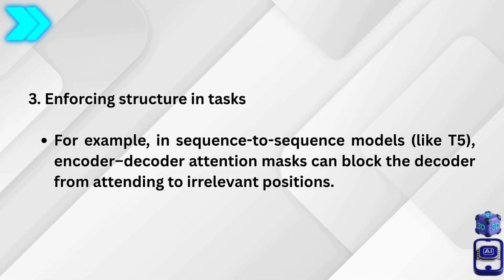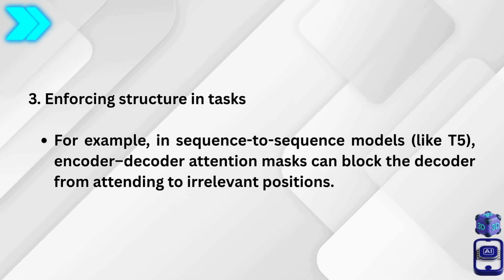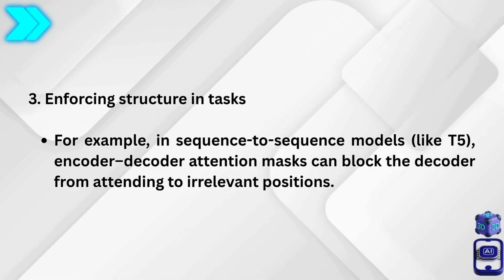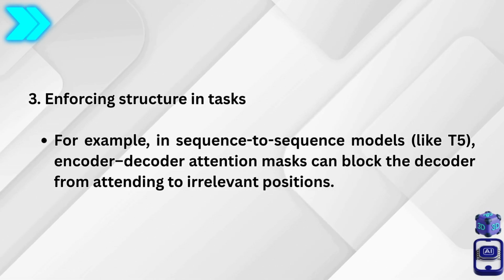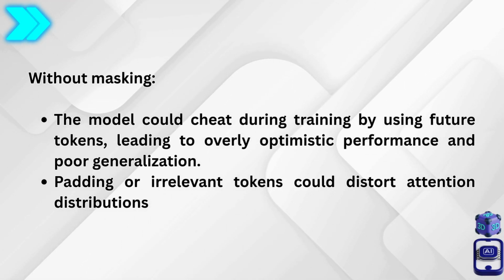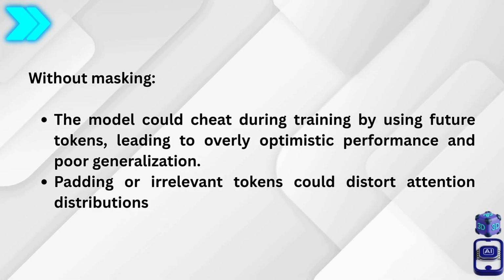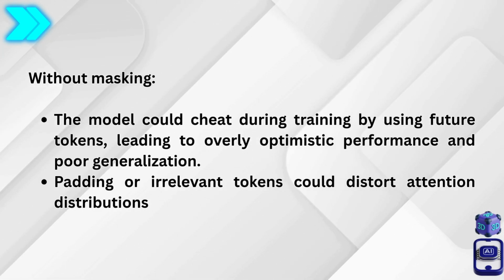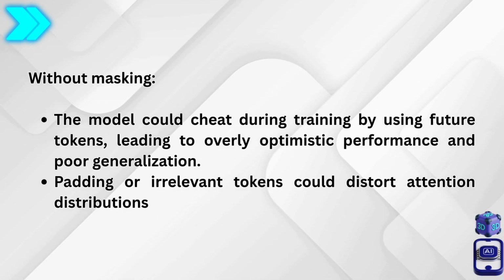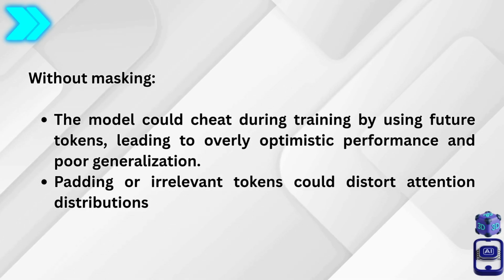For example, in sequence-to-sequence models like T5, encoder-decoder attention masks can block the decoder from attending to irrelevant positions. Without masking, the model could cheat during training by using future tokens, leading to overly optimistic performance and poor generalization. Padding or irrelevant tokens could distort attention distributions.